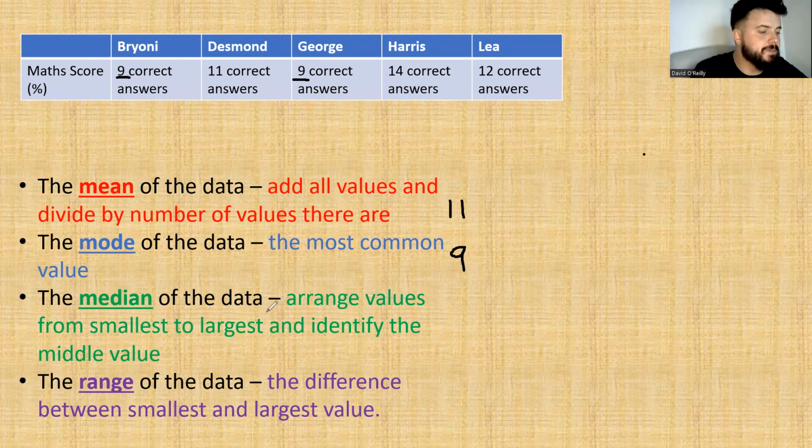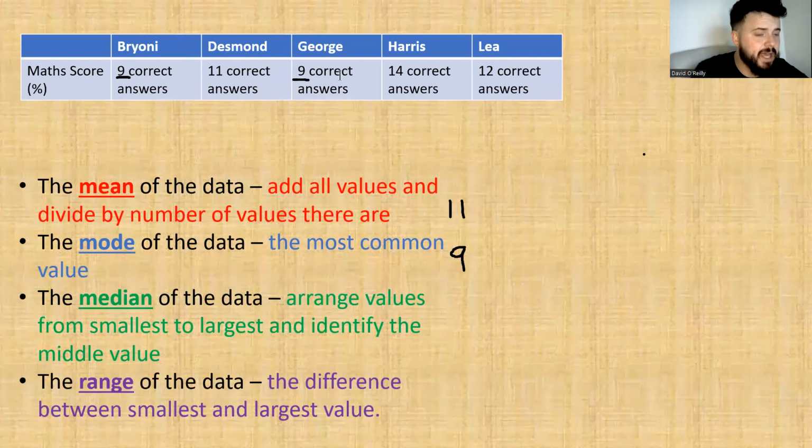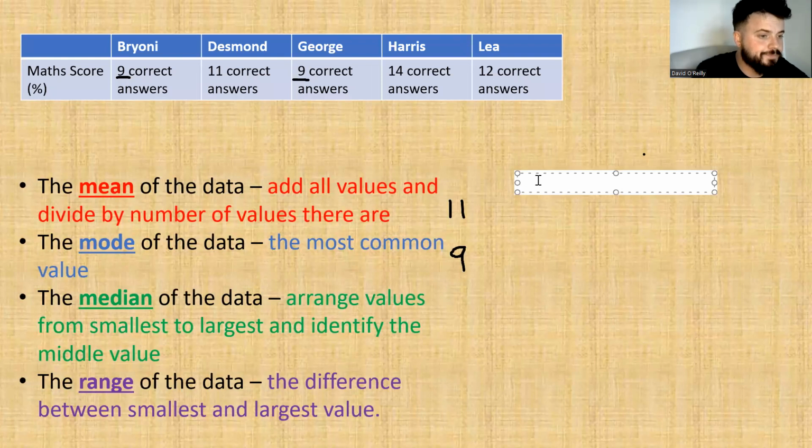Then we've got the median. The median requires us to arrange the values from smallest to largest and then find the middle. So I need to write the data out up here from smallest to largest. So I've got the number 9, and then you can see George also scored 9. So Bryony and George both scored 9. And then the next lowest was Desmond with 11.